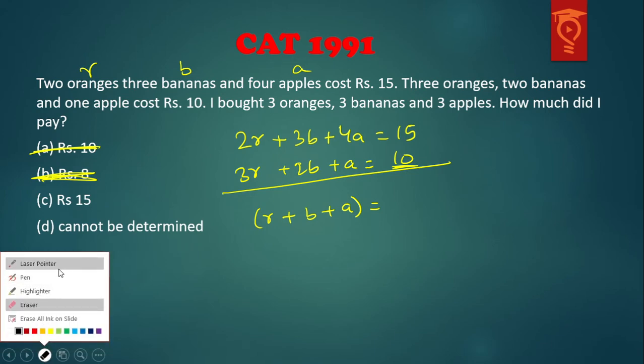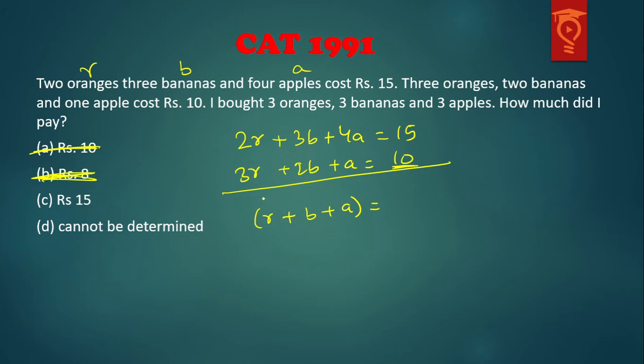So if you just observe that 3 plus 2 is 5, 3 plus 2 is 5 and 4 plus 1 is 5, and you just plain and simple add these two equations, you will get 5 times R plus B plus A as 25. So you will get 3 times R plus B plus A to be 15, and that is what is required to do this question.